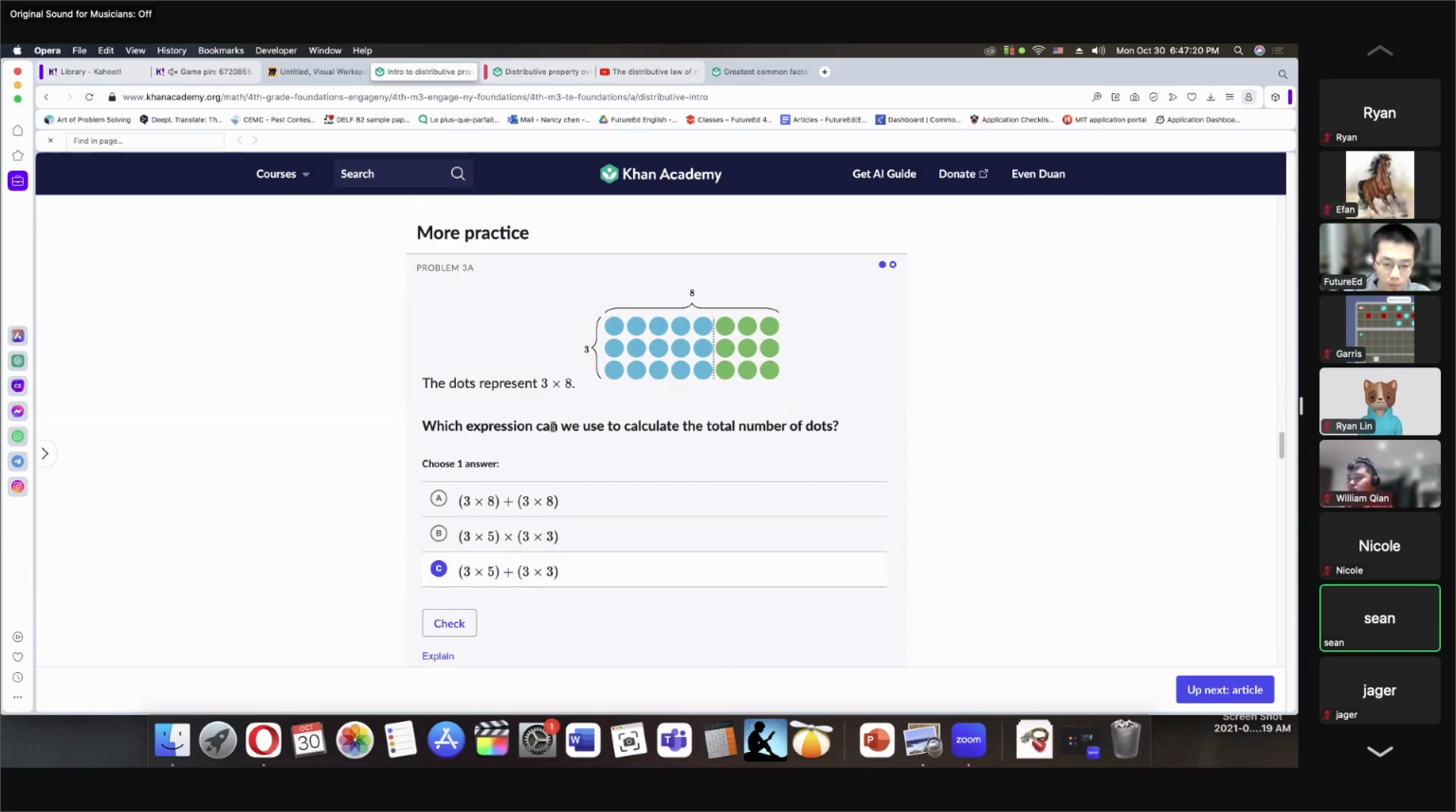Because the side, count 1, 2, 3, and then it's 1, 2, 3, 4, 5, and then the other side is 1, 2, 3, and 1, 2, 3. So you have to add it up. Okay, but for B and C, I both see a 3, a 5, and a 3, and a 3. They look the same. No, but for C, they have an addition sign, and for B, they have a multiplication sign.